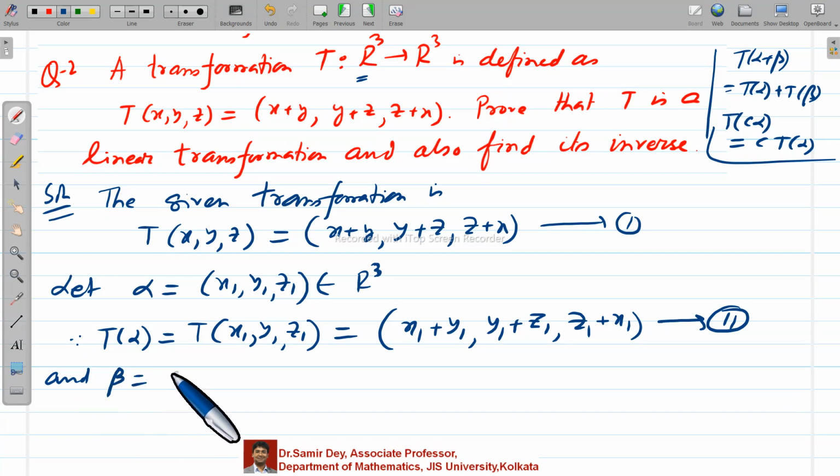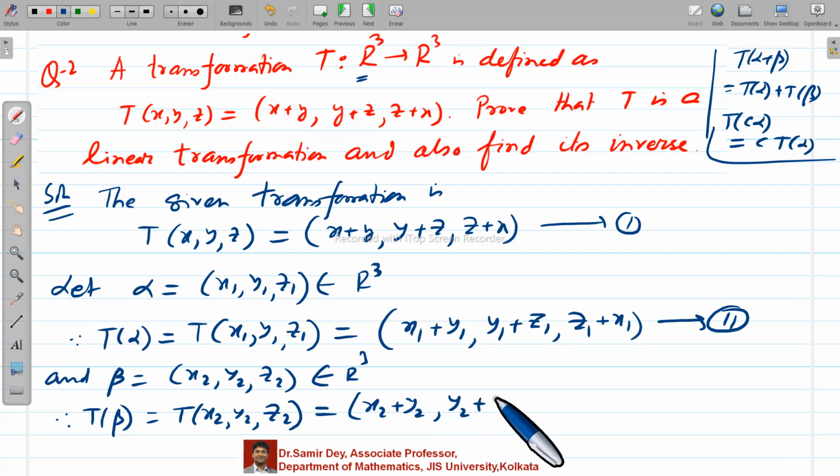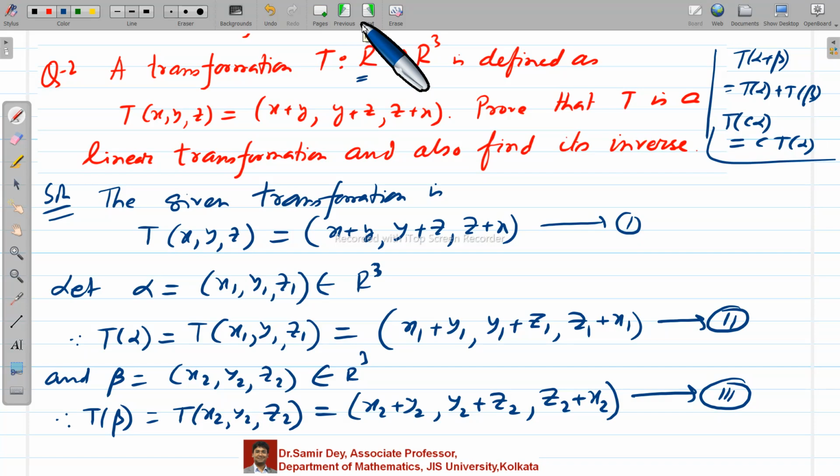And beta is equal to x2, y2, z2 belonging to R cube. Okay, the same way we may write T beta is equal to T of x2, y2, z2 is equal to x2 plus y2, y2 plus z2, z2 plus x2. So this is equation number 3. Clear? Now we need to prove this. Clear? Very easy.